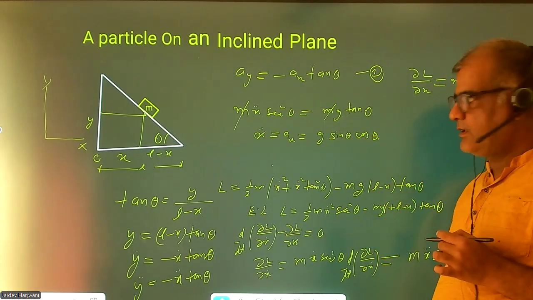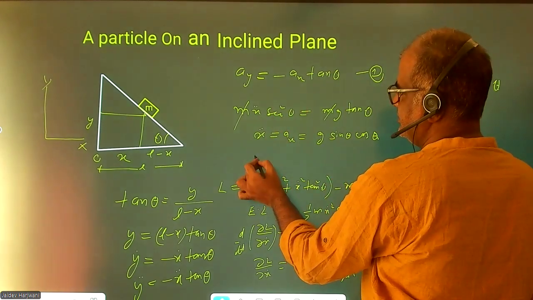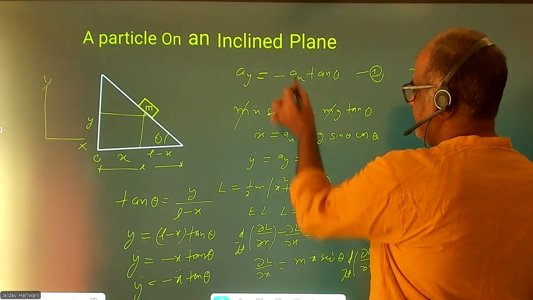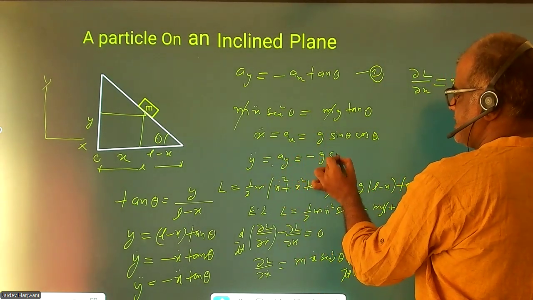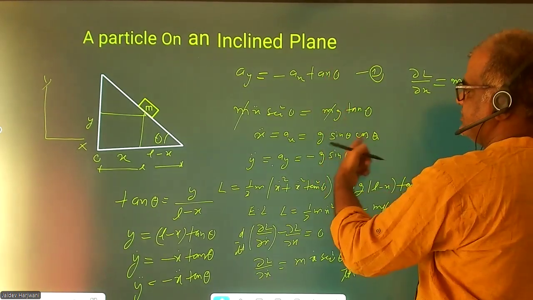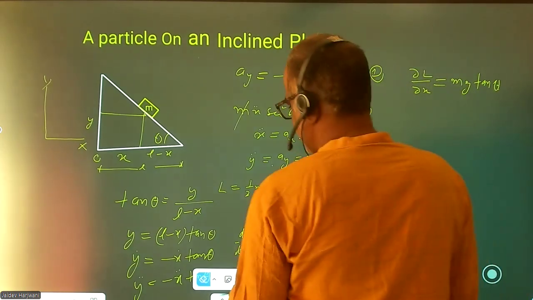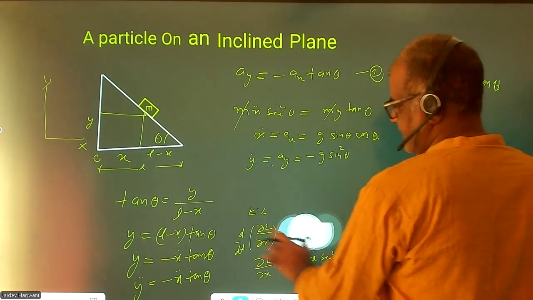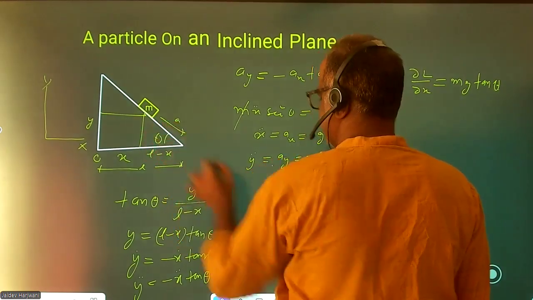Similarly, I can now find ay also, putting the value here. The value of y double dot, or ay, will be minus ax tan theta, which is minus g sine theta cos theta times tan theta. Since tan theta is sin theta by cos theta, it cancels. So this will come out as minus g sine squared theta. Now I have both the x component and the y component, so I can find the acceleration. The acceleration is in this direction.